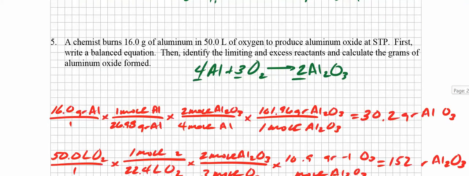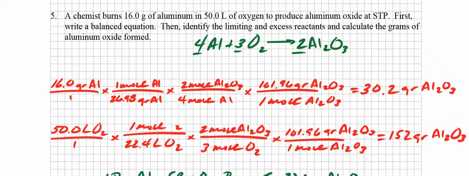Number 5 says, a chemist burns 16 grams of aluminum and 50 liters of oxygen to produce aluminum oxide, and we're at STP. So remember that STP means 0 degrees Celsius, 1 atmosphere of pressure, but most importantly, all gases have the volume 22.4 liters. It says first write a balanced equation, then identify the limiting and excess reactants and calculate the grams of aluminum oxide formed. So I've written a balanced reaction.